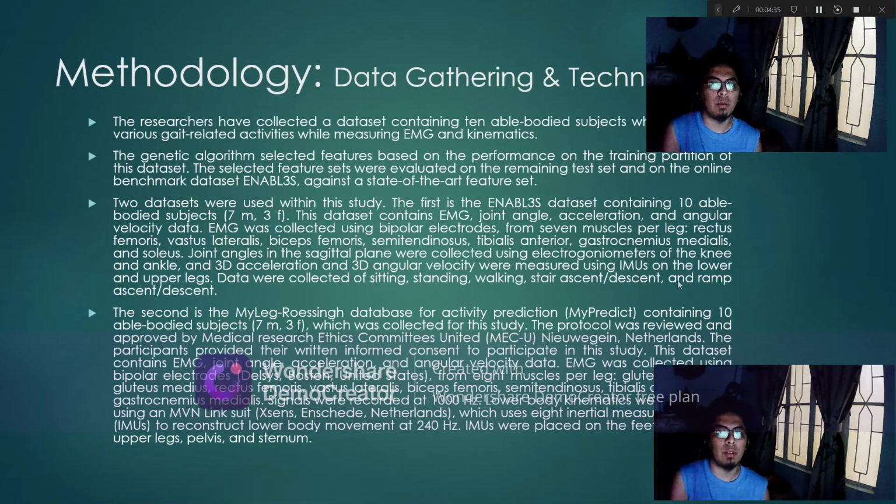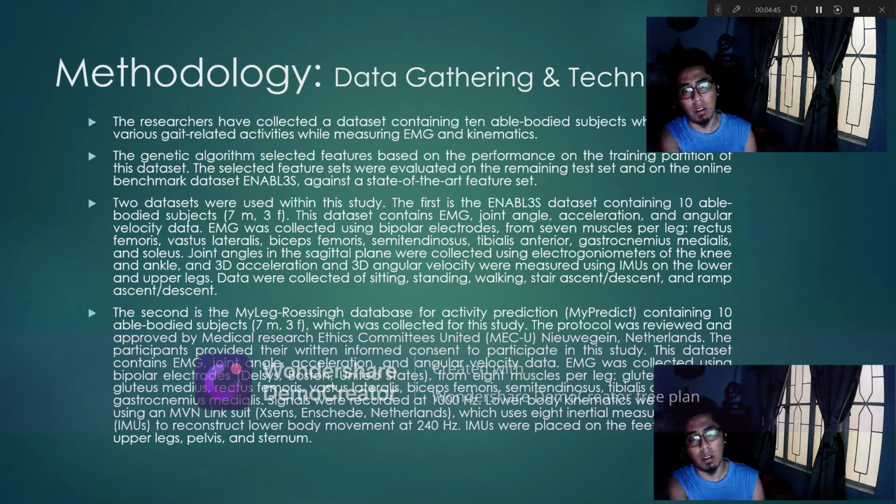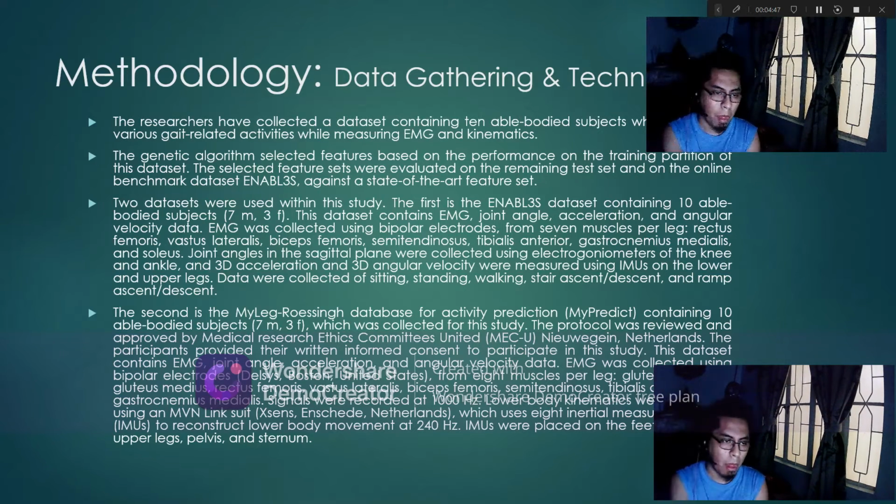So basically, what's included here is that the researchers have mentioned that they are using different types of technologies and electronic components, medical components to capture all of these data that they have and created them into data sets which they have uploaded or included on their research paper.